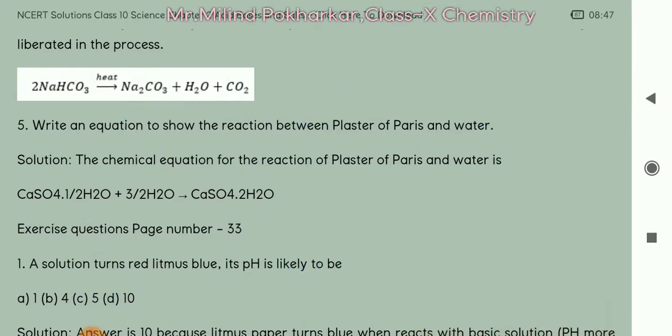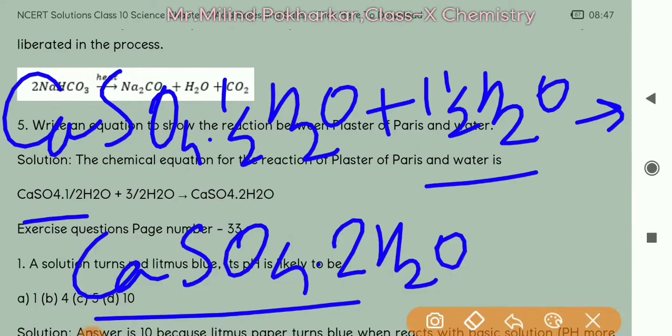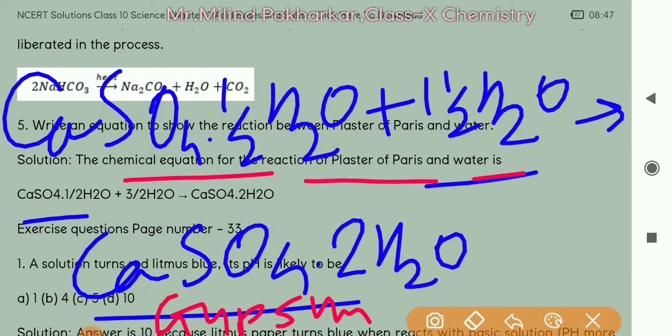You can see here the chemical equation for the reaction of plaster of Paris and water is calcium sulfate dot half H2O plus 3/2, which means 1.5 H2O, gives CaSO4 dot 2H2O, and this is called calcium sulfate dihydrate, that is gypsum.